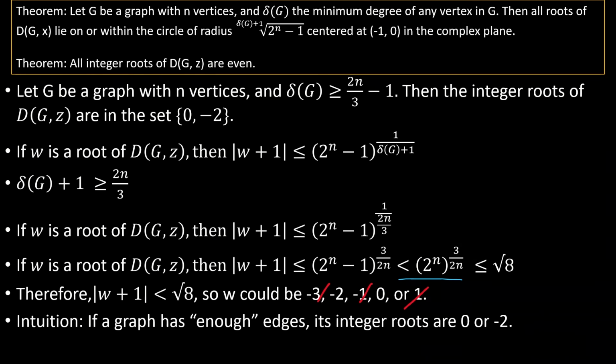This result essentially says if a graph has enough edges, then its domination polynomial's integer roots are either -2 or 0. Now, it's also been conjectured that this result holds for all graphs, but that's still an open question. Moving on, let's look at just two more properties of the roots of domination polynomials.